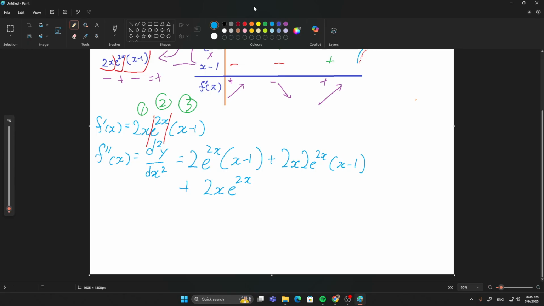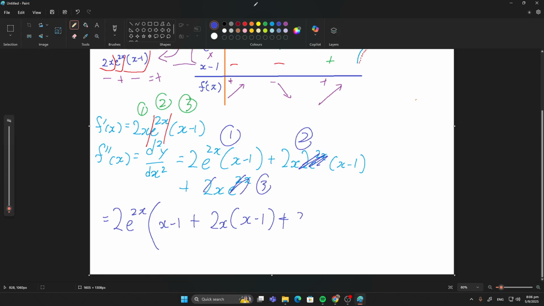Alright, let's slowly bring out the common stuff. So the common stuff is 2 ln e, I believe. 2 exponential 2x. Why am I saying ln? I'm so sorry. Alright, so now that's the common stuff. So let's look at the first one. Now we brought out the common stuff, so we have x minus 1 plus, then the second one we brought out the common stuff, so we now have 2x over x minus 1 plus, then the last one we brought out the common stuff, x. That gives me 2 exponential 2x.